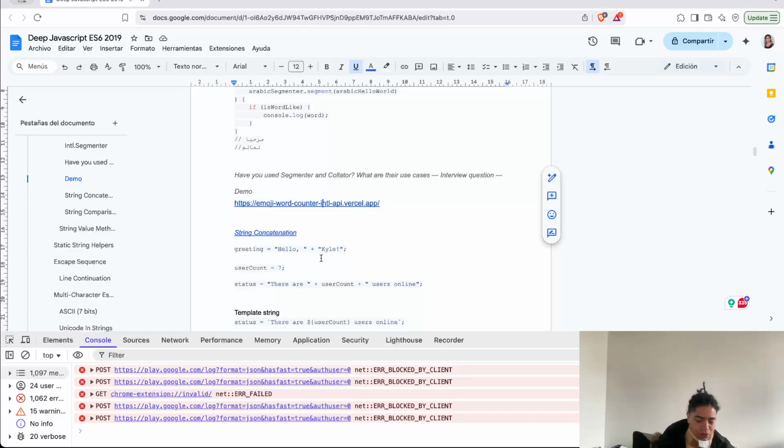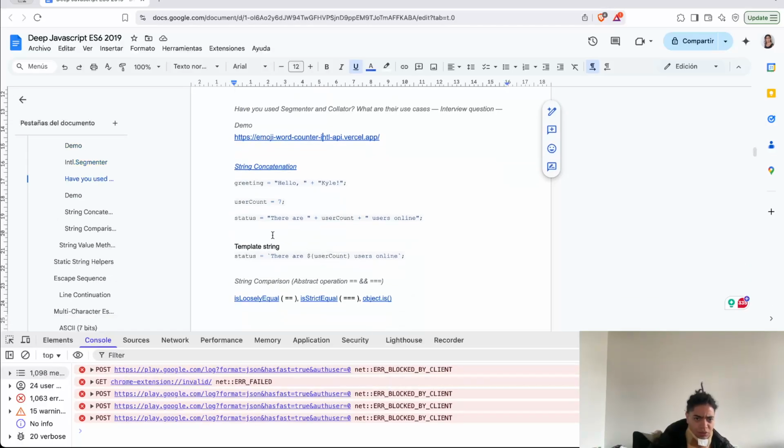And then we look at string comparison and string concatenation. First, the concatenation using the plus, and the other is string comparison using the double equal and triple equal. We're not going to explain that in this video; it goes beyond the scope of this video.